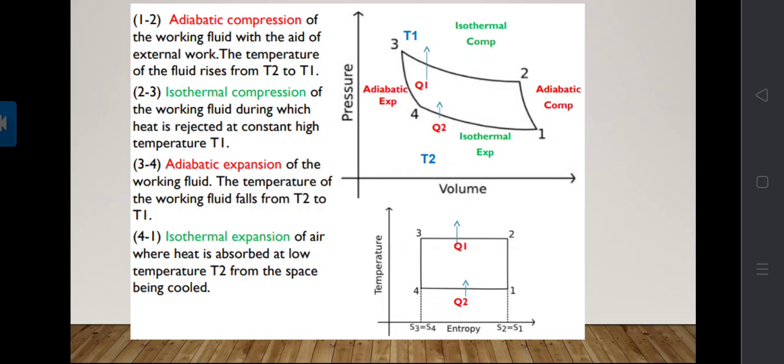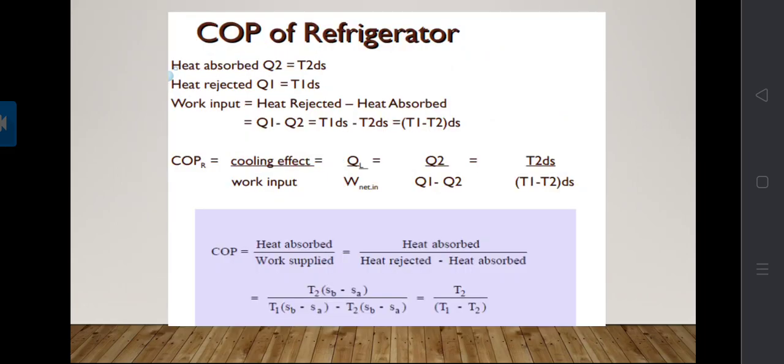Adiabatic expansion and compression processes, and two isothermal compression and expansion processes, are explained in this figure. Now we'll see the COP of the refrigerator. Here the heat is absorbed, that is Q2, and heat is rejected, that is Q1. So heat absorbed Q2 is equal to T2 ds, and heat rejected Q1 is equal to T1 ds.